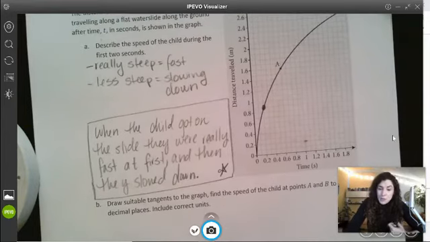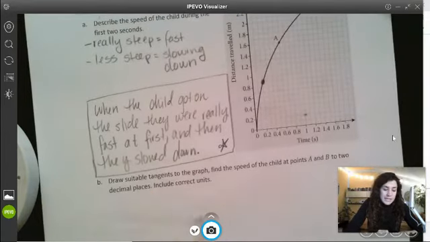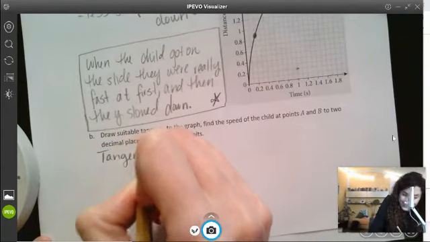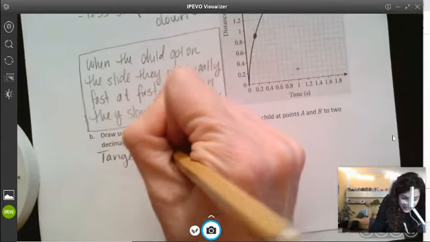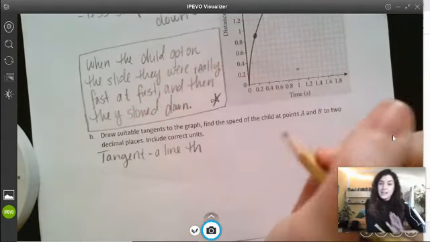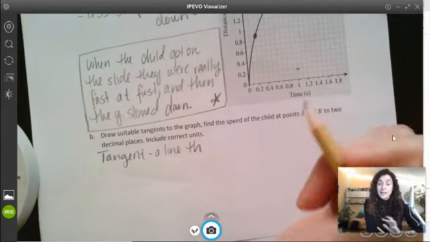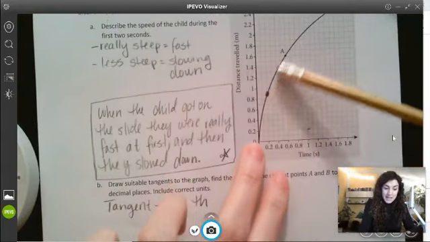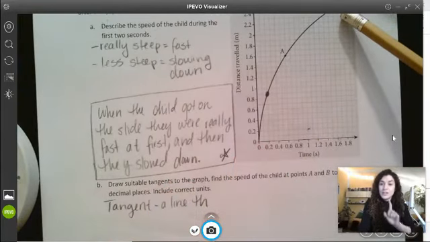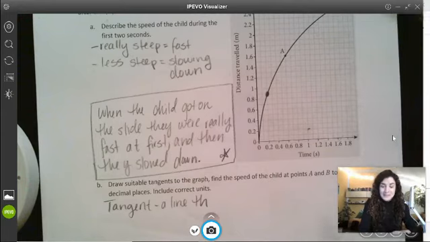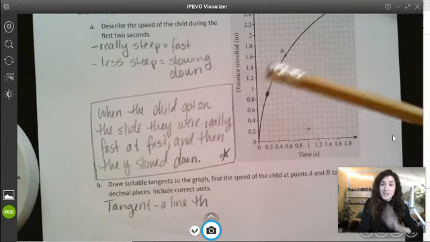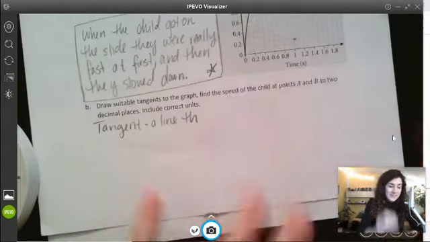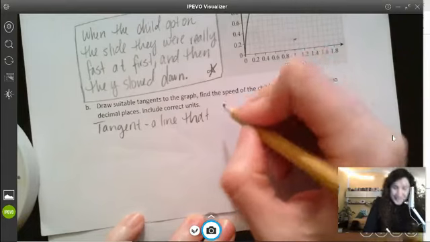Keeping this in mind as we go into the next problem, it says draw suitable tangents to the graph. Definition: tangent. A tangent is a line. A line is straight. A line is this. This is a line. This that bends and isn't straight is not a line. It's a curve. That's one of my biggest pet peeves. Lines are straight by definition. They have a constant rate of change, so they are straight. Curves bend. Sorry, off my podium.